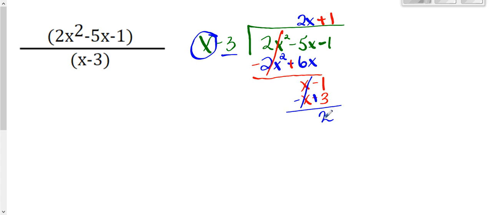X cannot go into positive 2. It's not possible. So this is where I end, and I've got a remainder of 2. So I'm going to write my answer now. I know it's 2x plus 1. And then I add my remainder, plus 2, and I place it over my divisor. So 2 over x minus 3. So my final answer.